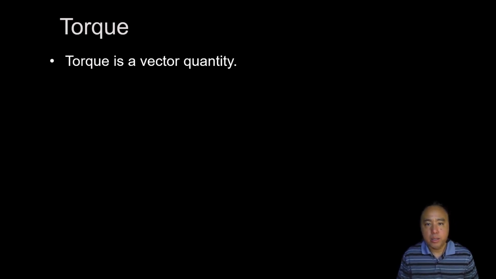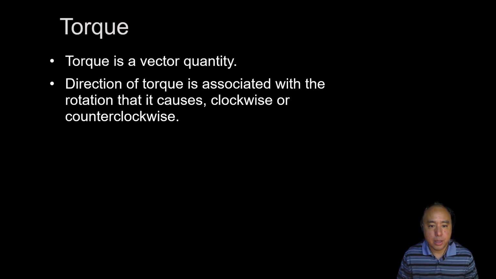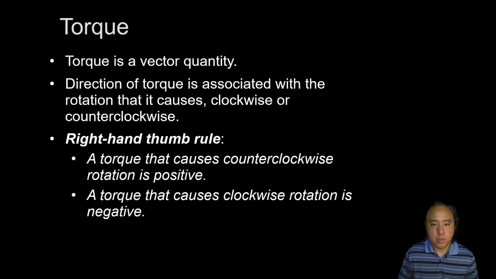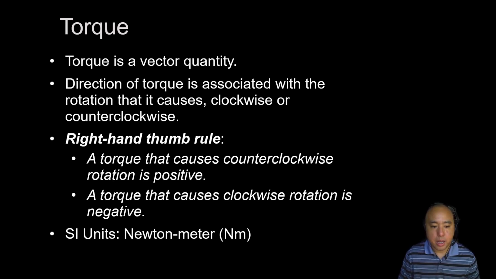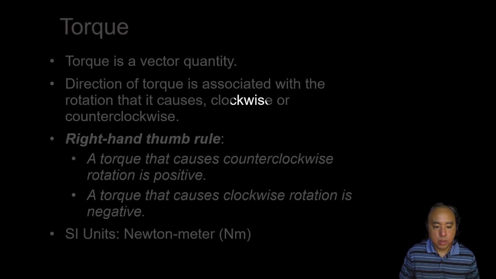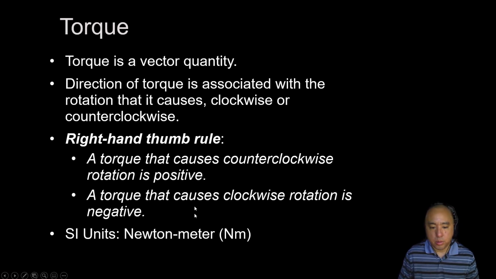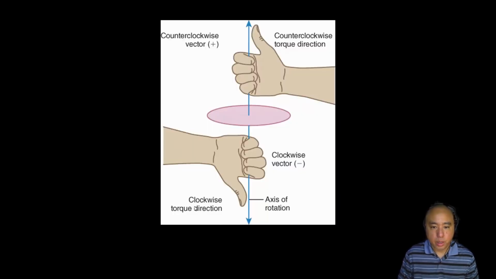Torque is a vector quantity, just like force, so it has both magnitude and direction. The direction of torque is associated with the rotation that it causes, either clockwise or counterclockwise. Counterclockwise, according to the right-hand rule, is typically considered to be positive, while clockwise is considered to be negative. The metric unit for torque is a Newton meter. You've got to remember that Newton is a unit of force and meter is a unit of displacement or length.